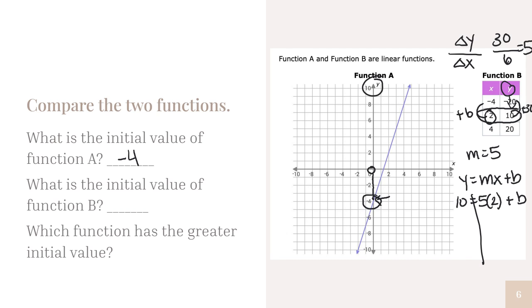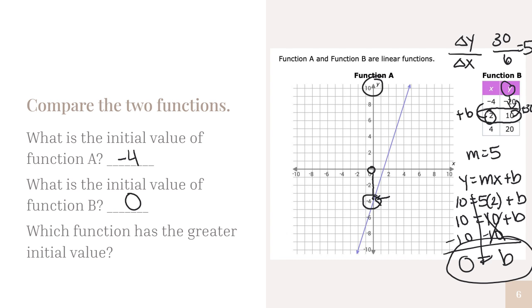So now I'm going to solve this equation. The first thing that I have to do is 5 times 2. 5 times 2 equals 10. And then I bring down my plus b. And now this is a simple one-step equation. 10 plus what equals 10? Or I can subtract 10 from both sides because I have to do the opposite to get rid of it so I can get b by itself. So then I'm left with b on this side, and 10 minus 10 is 0. So my y-intercept in this case is going to be 0.